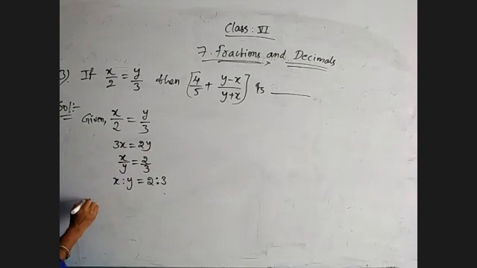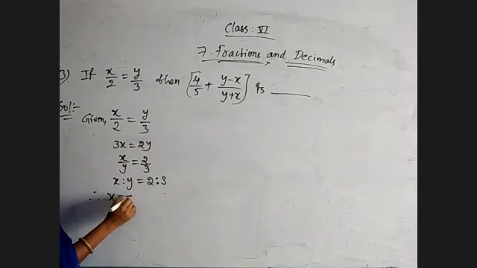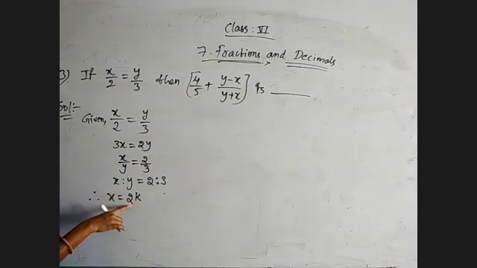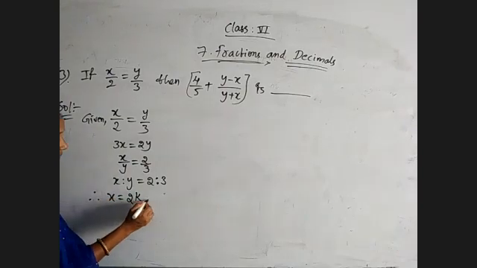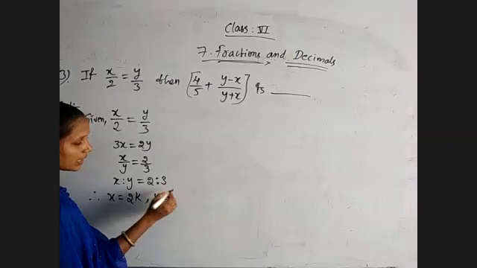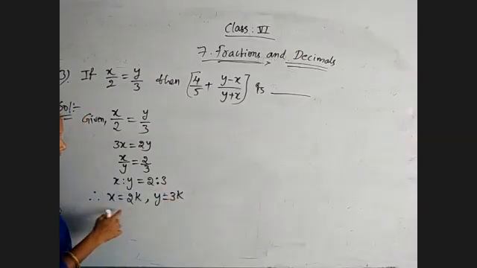Yes or no? Therefore, x value is 2 parts. That one part I am taking as k. So 2 parts is 2 into k, and y has 3 parts, that is 3 into k. Substitute these values in the given expression. We will get the answer.